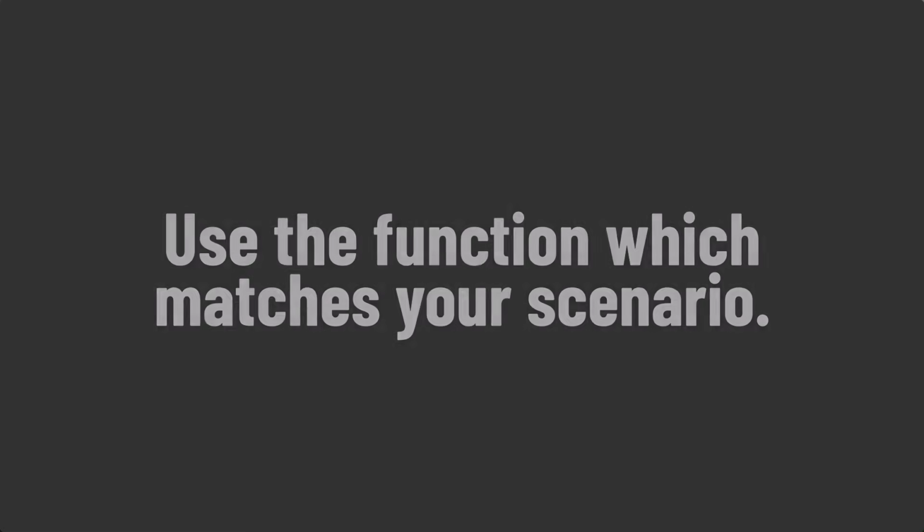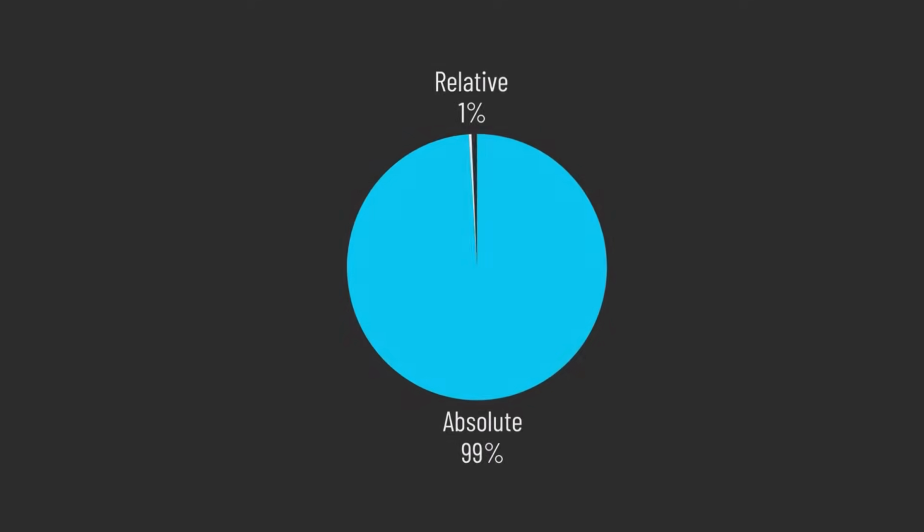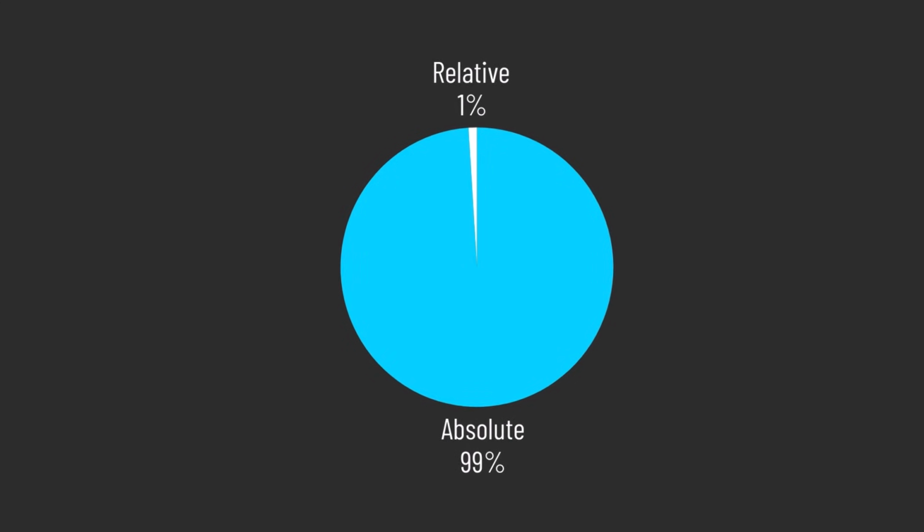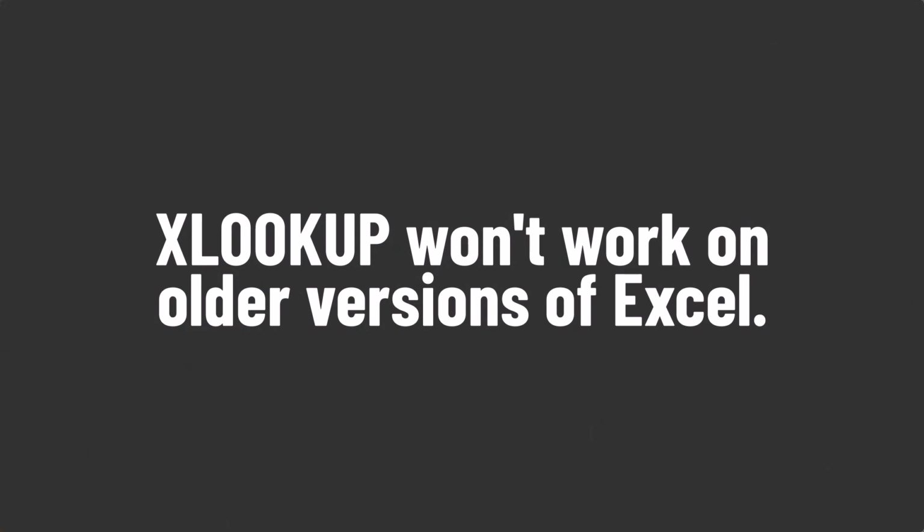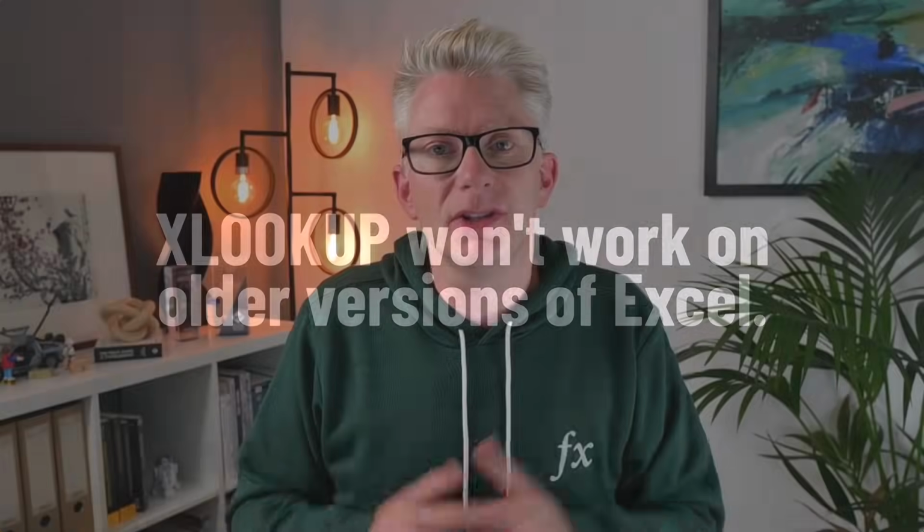The thing is that the vast majority of use cases are actually absolute value lookups. Therefore, we should be using XLOOKUP more than VLOOKUP. Not because it's a better function, but because it matches our scenarios better. Now, I'm sure some of you are saying, but XLOOKUP won't work on older versions of Excel. And yes, that's true. But even Microsoft doesn't support those older versions of Excel anymore. So the number of scenarios where that's the case should be disappearing fast.